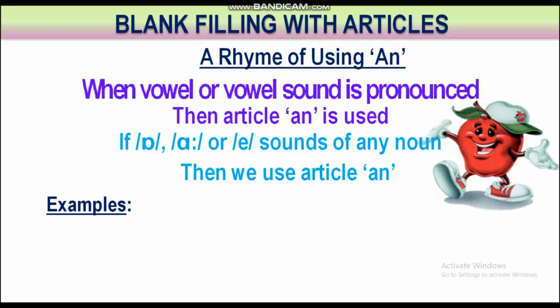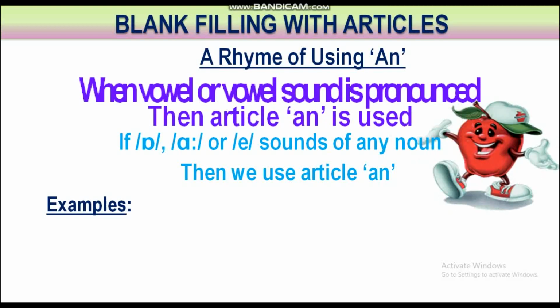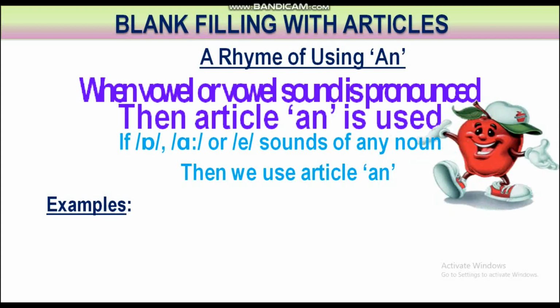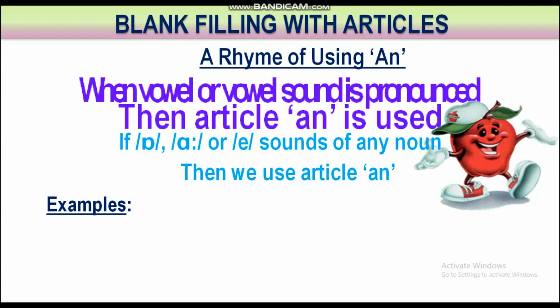Examples for the first 2 lines. When a vowel or vowel sound is pronounced, then the article "an" is used. I mean, if any noun starts with a vowel, or if we get a vowel sound at the time of pronouncing the noun, then the article "an" is used before that noun.